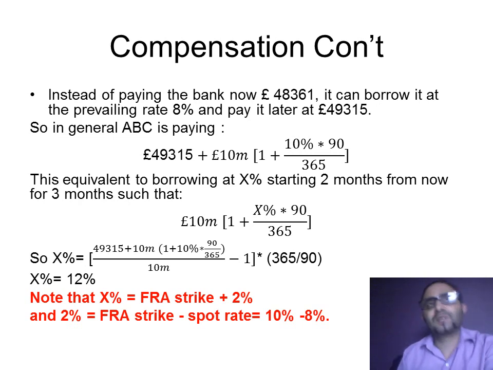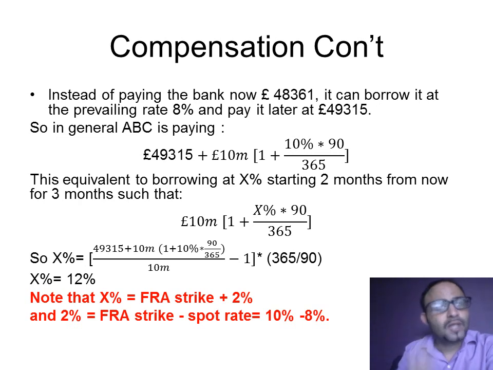Now that represents what ABC must compensate the bank with at that moment, or after 2 months. Now, if we take it from another angle, instead of paying the bank now 48,361, it can borrow it at that moment, suppose it doesn't have it, at the prevailing rate of 8% and pay it later at 49,315.